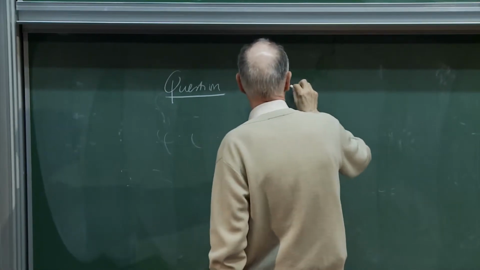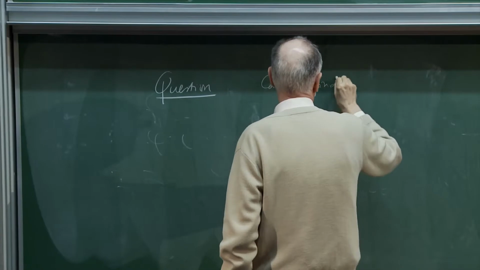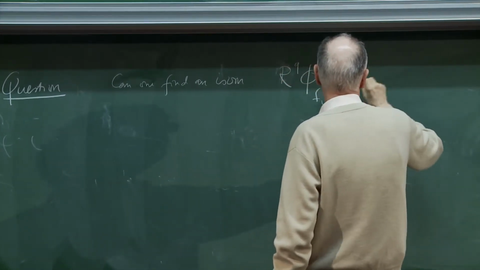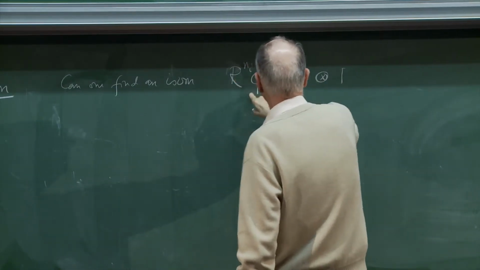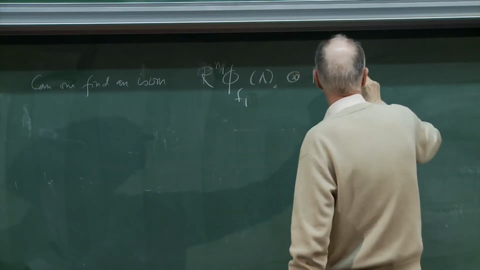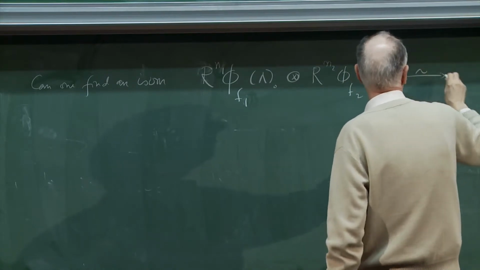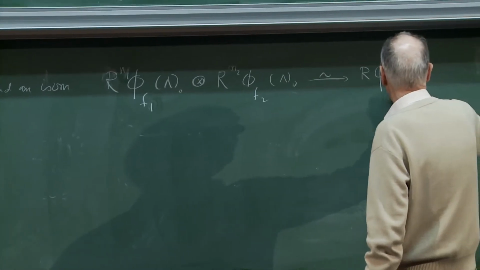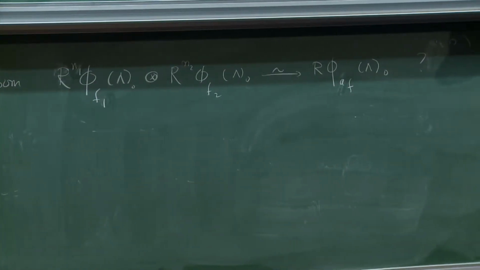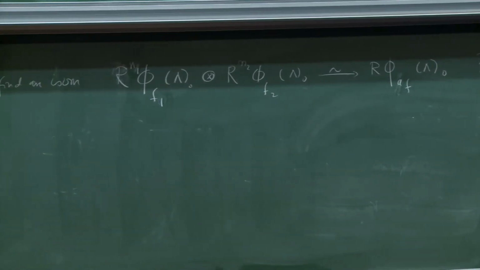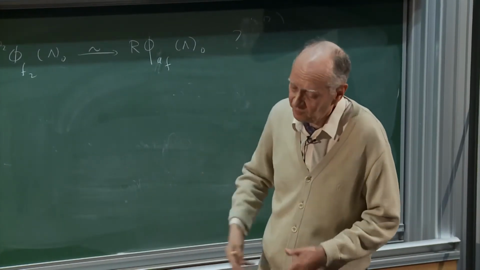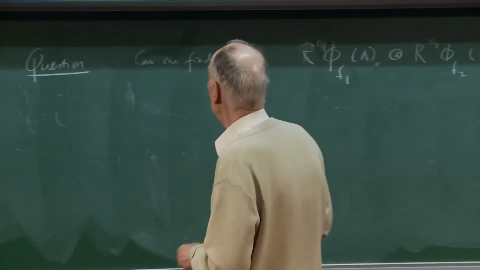So the question is, can one find an isomorphism from R^{n_1}Φ F_1 at 0, tensor R^{n_2}Φ F_2 at 0, to R^{n+1}Φ AF at 0, which would have a certain naturality in the sense that if you assume that your situation over K comes by extension of scalars from a situation over a subfield K_0 of K, then this isomorphism should be compatible with the automorphisms of K over K_0.